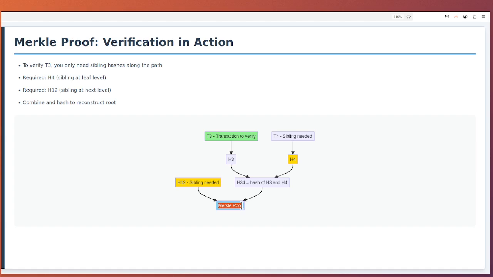Now you compare your calculated root with the official Merkle root stored in the block header. If they match perfectly, you have proven your transaction is in the block. If they do not match, something is wrong. Either the transaction was not included, or someone tampered with the data.